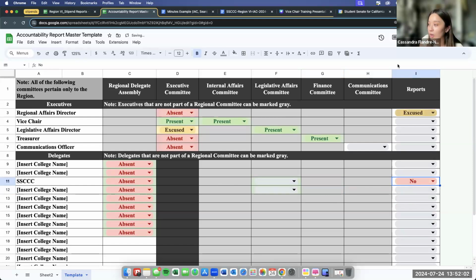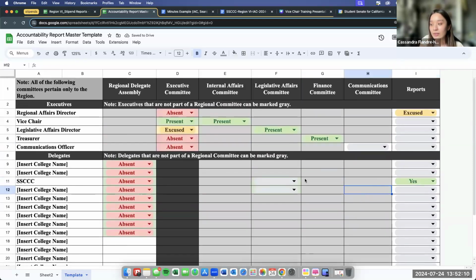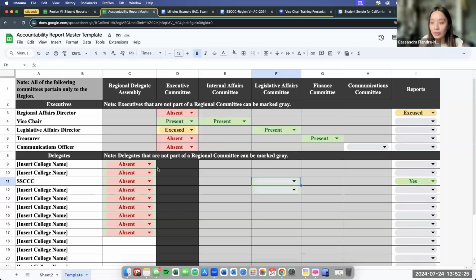And again, in column I, for the delegates, you want to notate if they submitted a report for the regional delegate assembly. So that's where you'll see it as well. I do want to say this template will have minor changes every once in a while, but the format itself, you'll get the official formalized master template through your vice president when the vice president does his final review of these templates and is able to give the go-ahead.